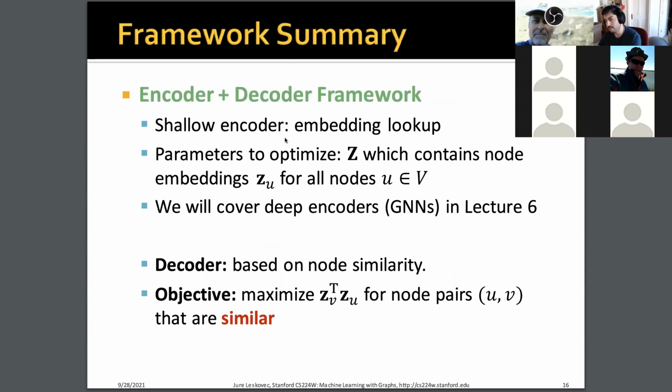Putting together all of the pieces, we had this shallow encoder. That's just that big embedding lookup I just mentioned. And then we have the parameters we want to optimize, which are actually the values within that embedding. We'll look at deep encoders later, but not this week. And then we can do various decoders, but in general, it seems like we'll just be looking at the dot product here. And so our whole objective is to make it so that the vectors for nodes that are close end up close in this embedding space.